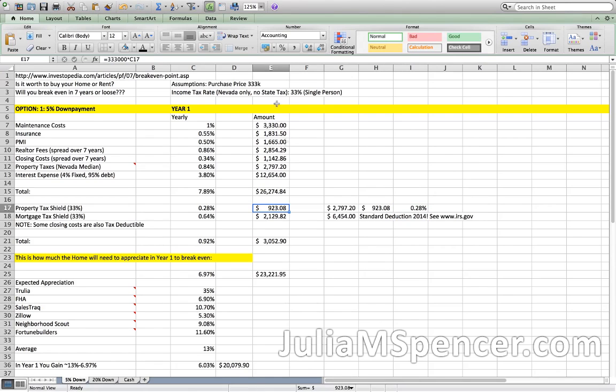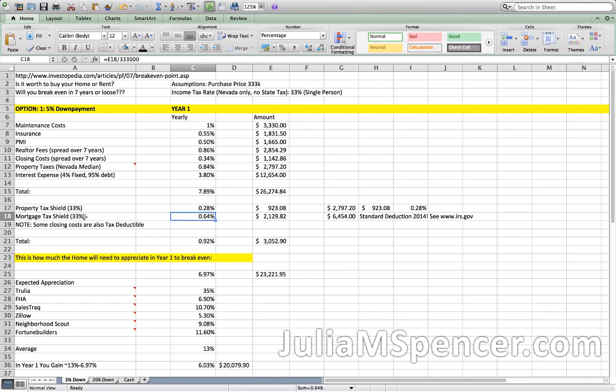But again, don't look at these numbers too closely. Look at these percentages. This is the home ownership return that you get on your taxes for owning a home that you wouldn't otherwise have. So this is your tax savings on your property taxes because you own a home. You wouldn't have this if you didn't own a home.